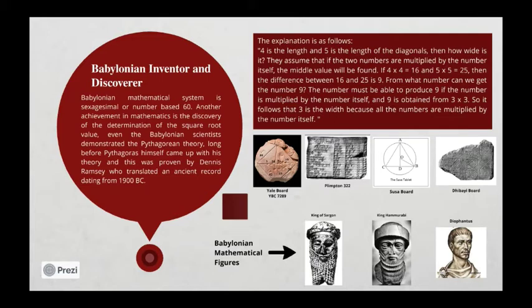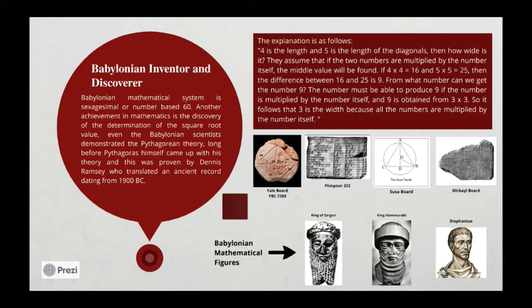4 is the length and 5 is the length of the diagonal. Then how wide is it? They assume that if the two numbers are multiplied by themselves, the middle value will be found. 4 times 4 equals 16 and 5 times 5 equals 25, then the difference between 16 and 25 is 9. From what number can we get the number 9? The number must produce 9 when multiplied by itself, and 9 is obtained from 3 times 3. So it follows that 3 is the width.